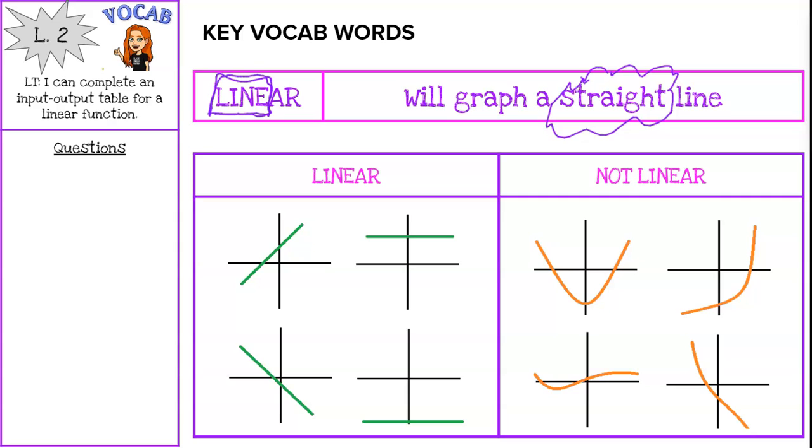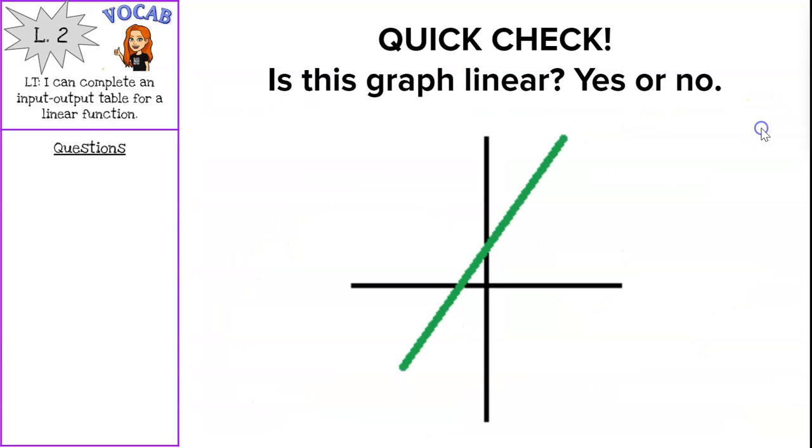So lines we usually think of as straight. All of these are examples of linear functions. They're all straight lines, all of the green ones. And then all the orange lines here are not linear, so they're not straight. Quick check, is this graph linear? Yes or no? Tell me in Edpuzzle.